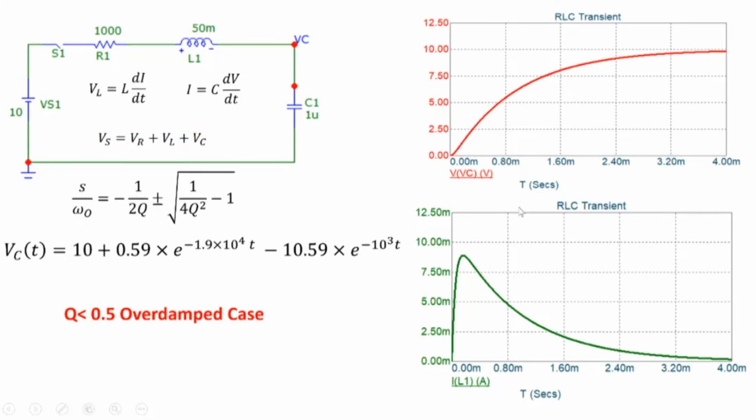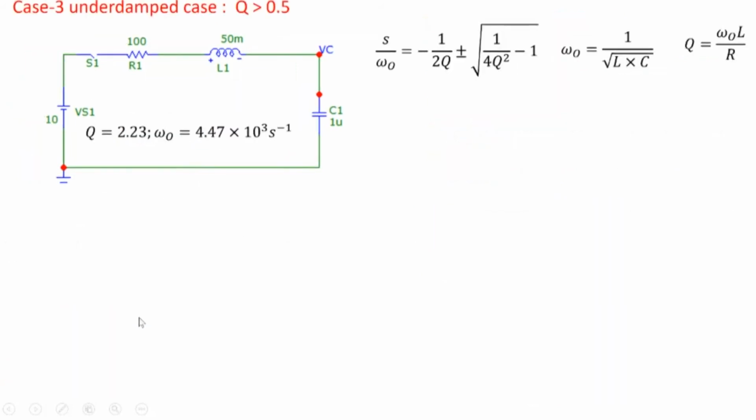It monotonically increases and reaches its final value like this here. Now Q equal to 0.5 is what we call the critically damped case. So it also looks similar, right? It looks similar to this kind of charging. Q greater than 0.5 is an interesting case. So this is overdamped, this is the critically damped case, and Q greater than 0.5 is what we call the underdamped case here.